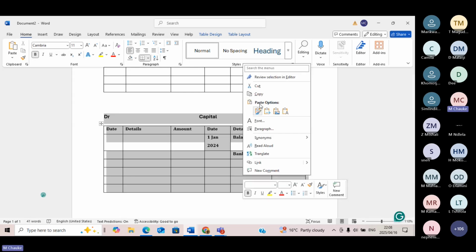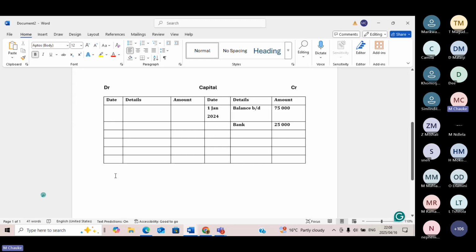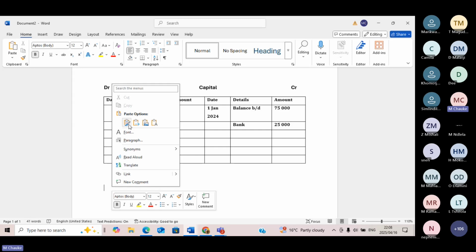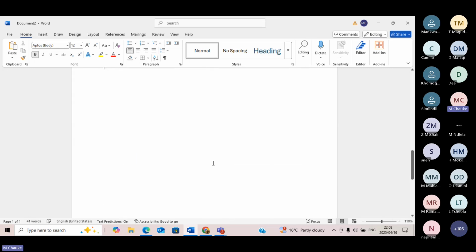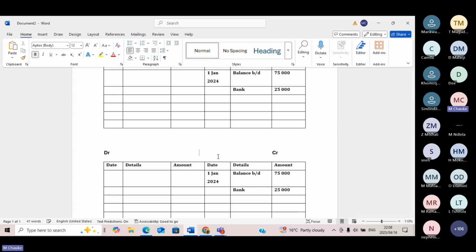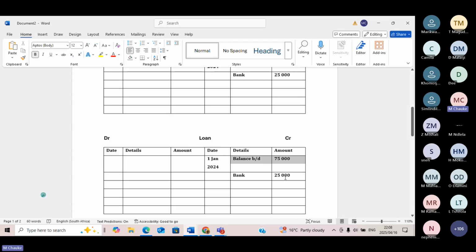Try to create another account, which is loan. Are you with me? So I'm going to put another account there for loan. I'm going to try to remove this capital there and just put a loan, right? And then I will remove all of this. And then this is a loan account.